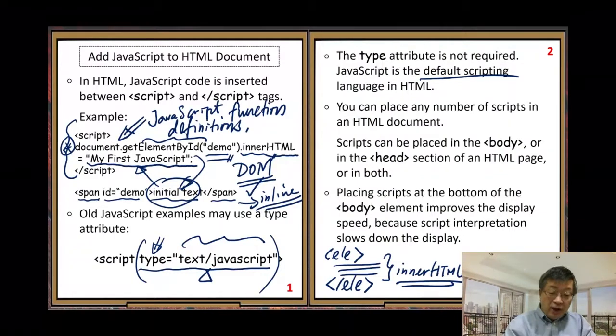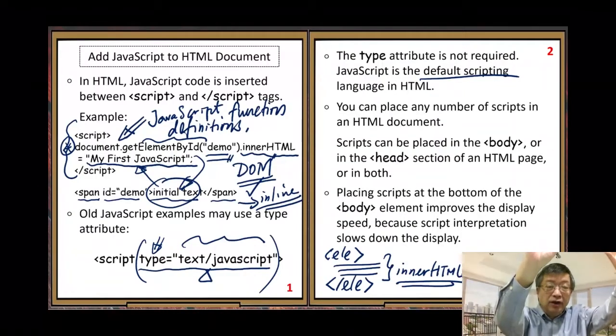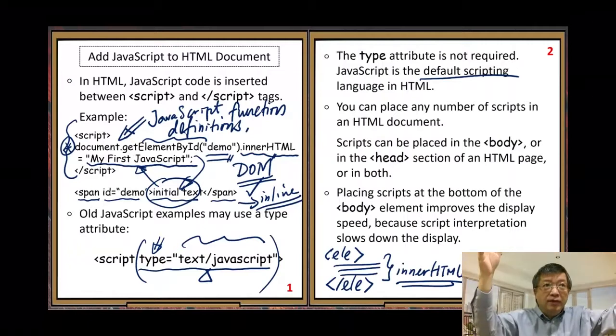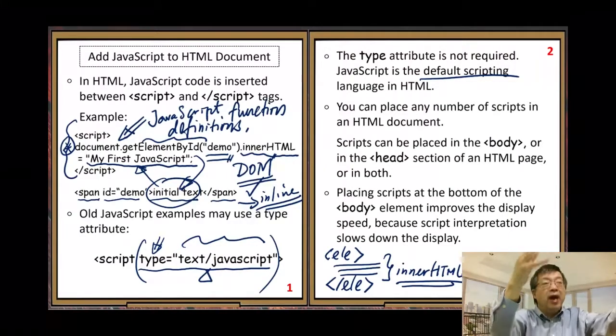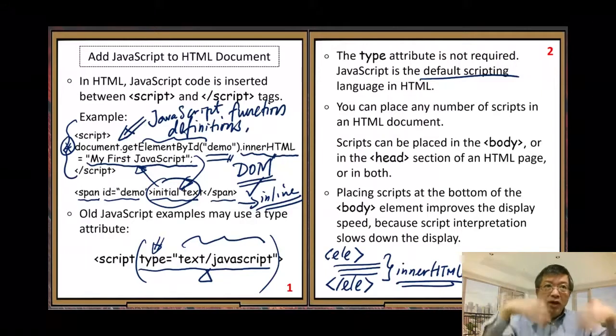Think about if you move the JavaScript part earlier in the HTML document, then the browser needs to spend time to interpret that JavaScript code. Your JavaScript could be pretty large. It takes some time to interpret it. Then the whole page render process will slow down. That's the explanation.